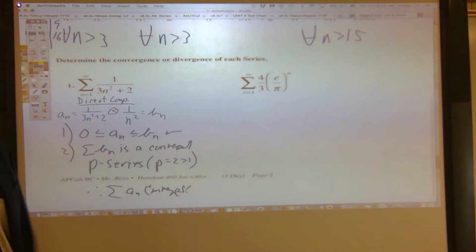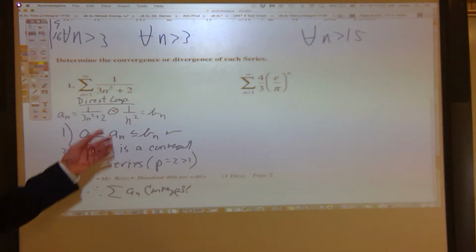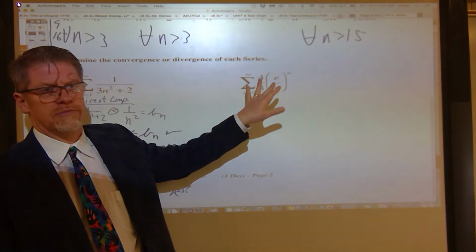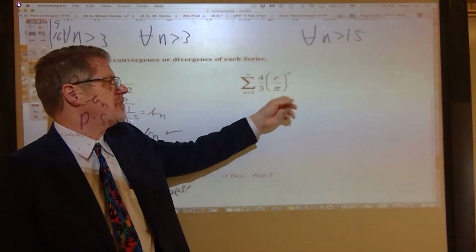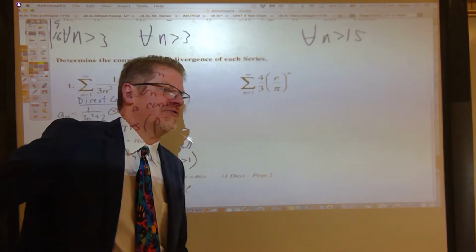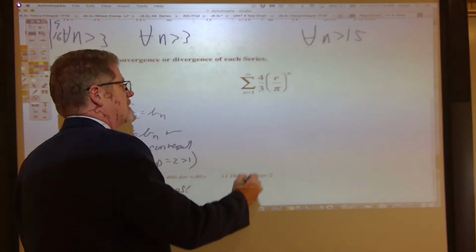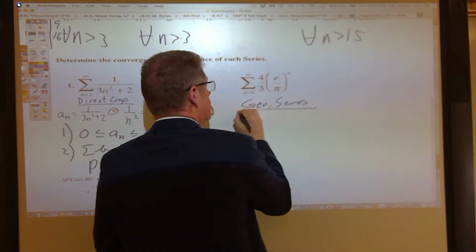All right, let's take a look at this one over here. E over pi. Interestingly, I don't think we need any fancy direct comparison. I mean, what test would you use? That's just a geometric series. Go ahead and run a geometric series test to discover whether or not this series converges or diverges. We can't forget the old tests.